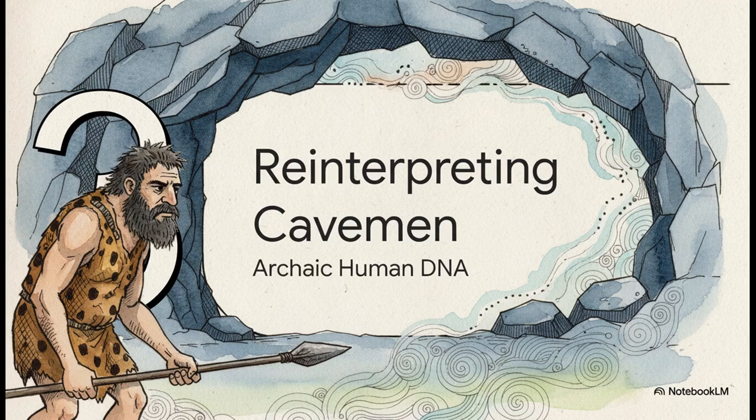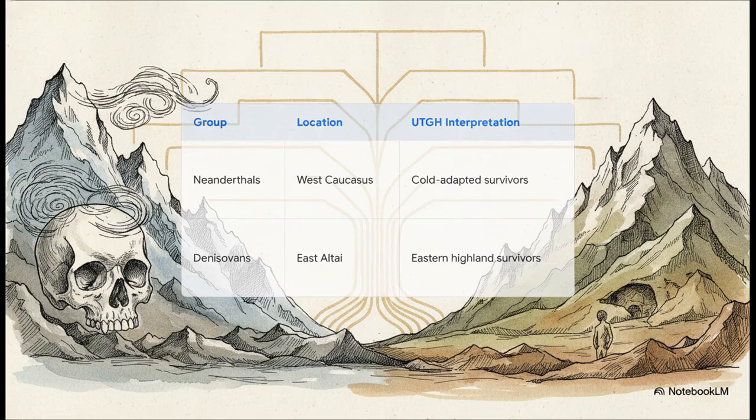Let's look at archaic human DNA. So where do the famous cavemen fit into this picture? Well, according to the UTGH model, they all descended from Adam and Eve too. Under this alternative framework, Neanderthals and Denisovans weren't separate evolutionary species walking parallel to us.